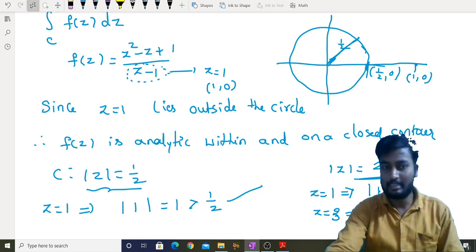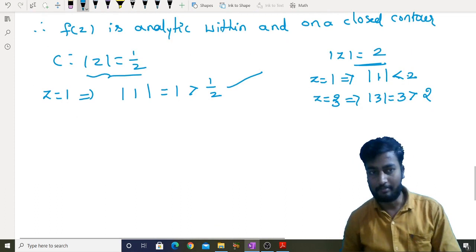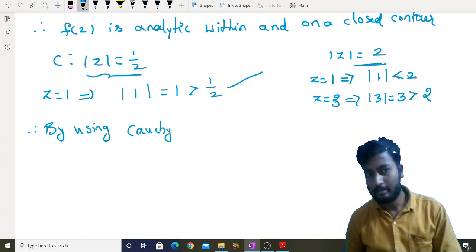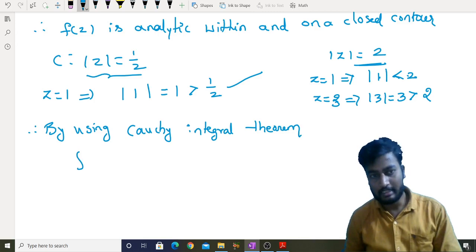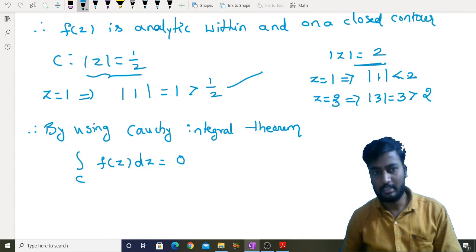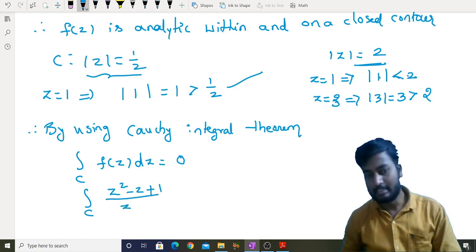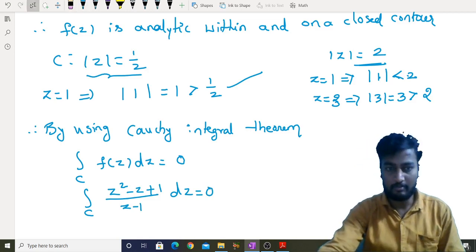Therefore the function is analytic, and by using Cauchy integral theorem, we conclude that the integral over C of f of z dz is equal to 0. That means the integral over C of (z square minus z plus 1) by (z minus 1) dz is 0. We go for the next problem.